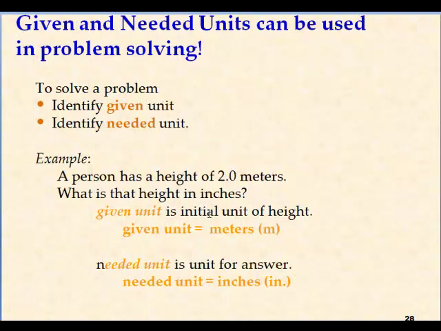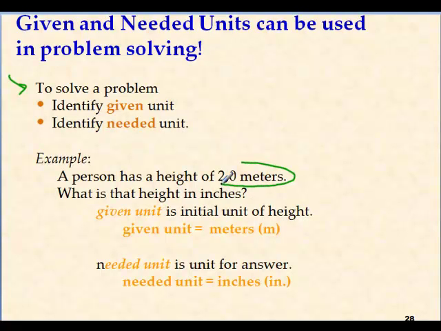Let's begin some practice on actually getting into the application of dimensional analysis. The concept that we're showing here is that we are going to solve a problem by firstly identifying the given unit and then knowing what the plan should be, that is, which needed unit to convert to. For example, a person has a height of 2 meters. What is the height in inches?